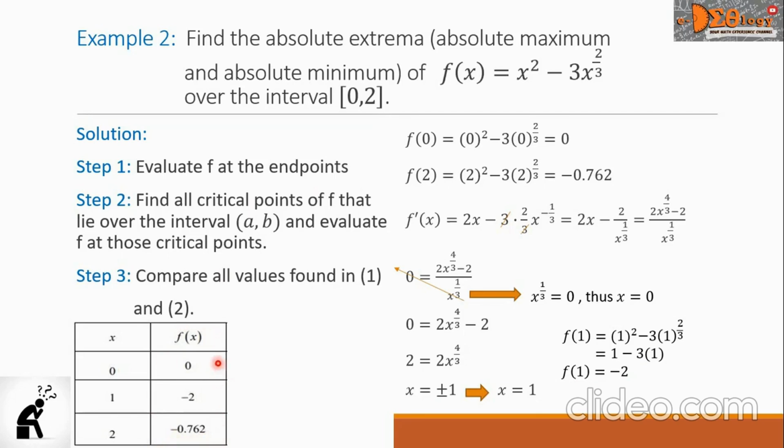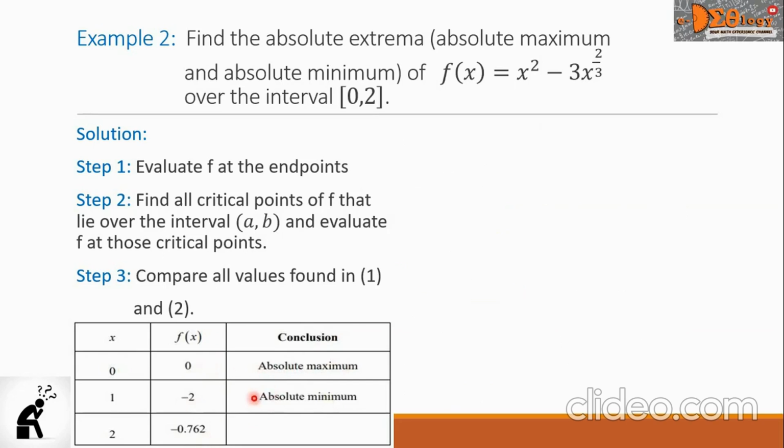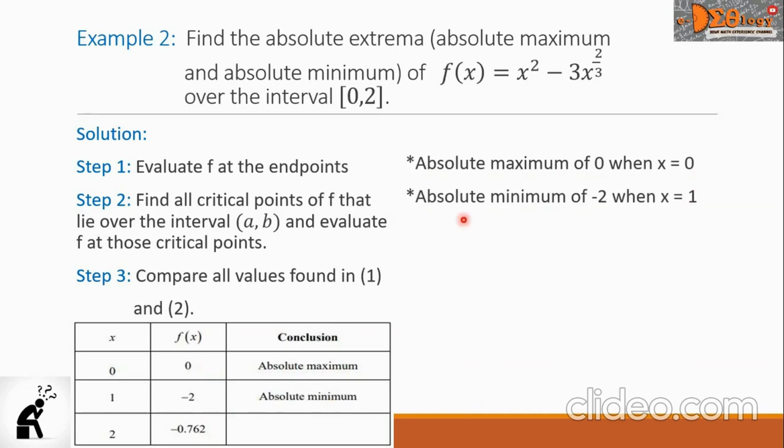Now, let us compare the values in the f of x. Which one is the highest? Which one is the lowest? We can see here that the highest is 0 and the lowest is negative 2. So the conclusion is, we write here the absolute maximum and we write here the absolute minimum. In words, we may write absolute maximum of 0 when x equals 0. Absolute minimum of negative 2 when x equals 1. This is our final answer.